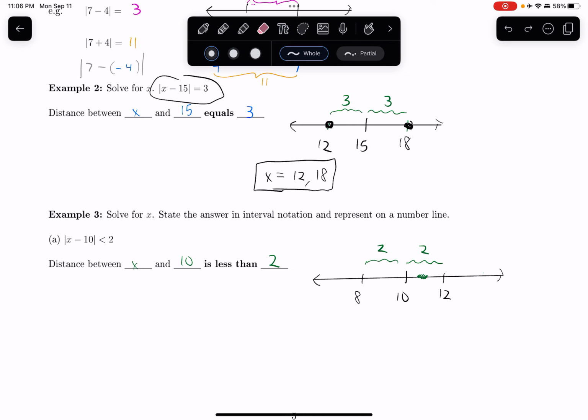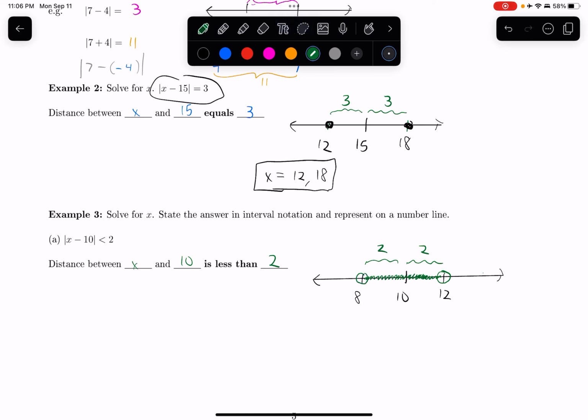In fact, I could be anywhere from 10. Oops, sorry, I don't want to erase. Let's draw. Okay. I could be anywhere from 10 up until 12, but I can't be right at 12, because then my distance is too big. It would be exactly 2. I need to be less than 2. Open circle at 12. And the same thing in the other direction. I could go anywhere up until 8, but if I reach 8, now my distance is 2 units. I'm 2 away from 10. That's too big, so I've got to put an open circle.